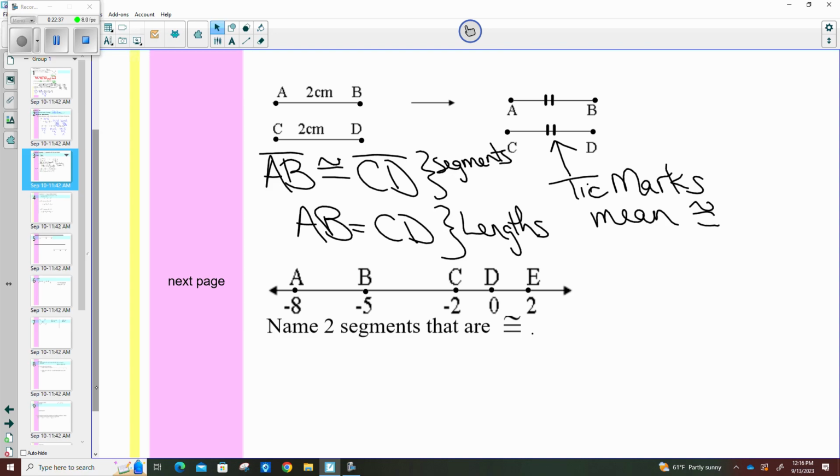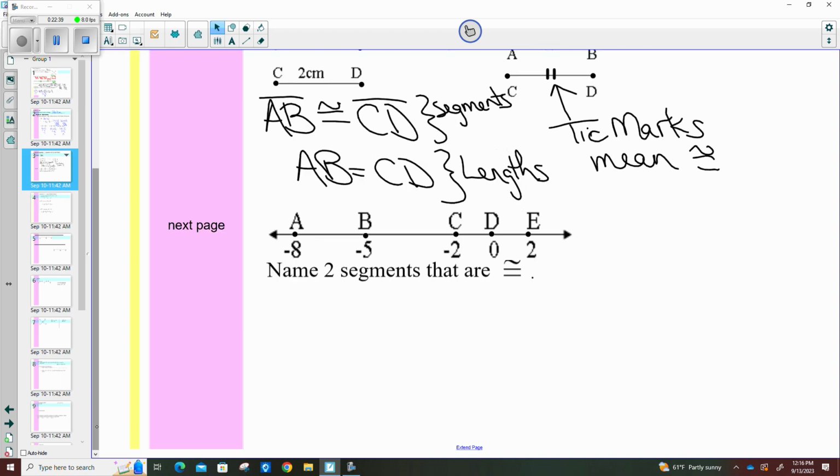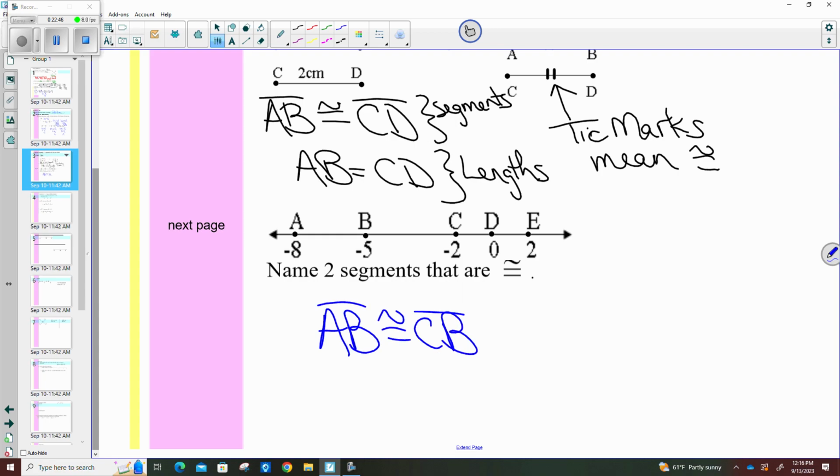All right, we've got two different options here. Give me one pair. How long are AB and CB? He said he meant BC. Does it matter if I say BC or CB? Nope, because segments can be named in either direction. Thanks for bringing that up. How long are those? 3. So we got 3 to here, 3 to there. Somebody else give me a different pair.